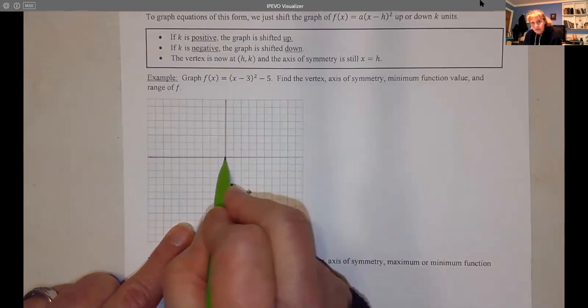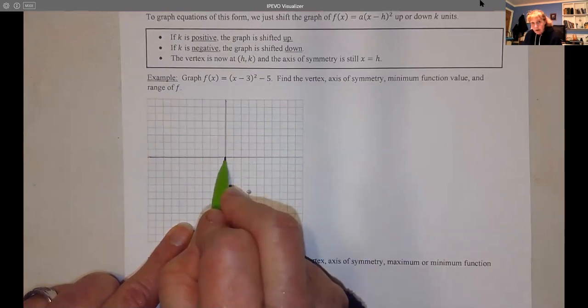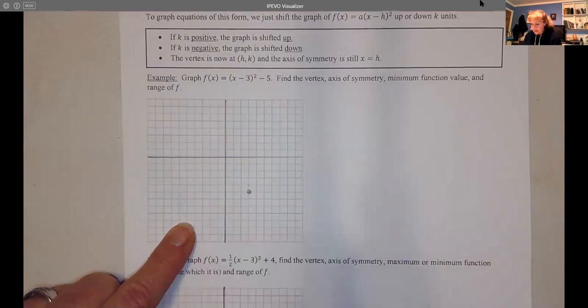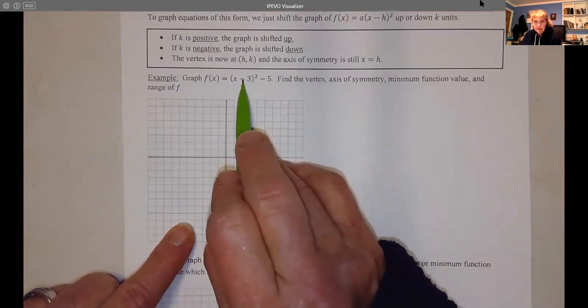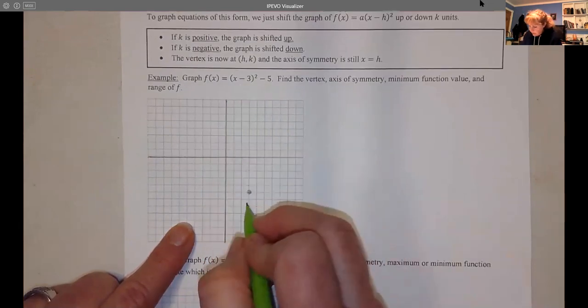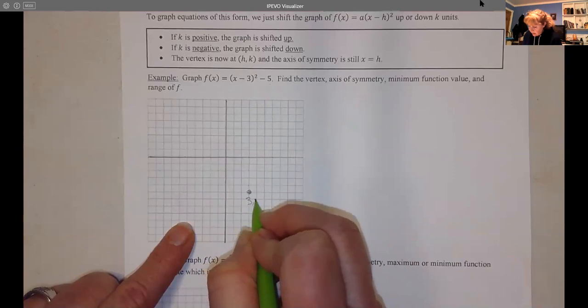Okay, so the parent graph started at 0, 0, but we're going to go to the right 3. Why did I go to the right? Because that's a minus and it's always the opposite. And I went down 5. So my vertex is 3, 5.